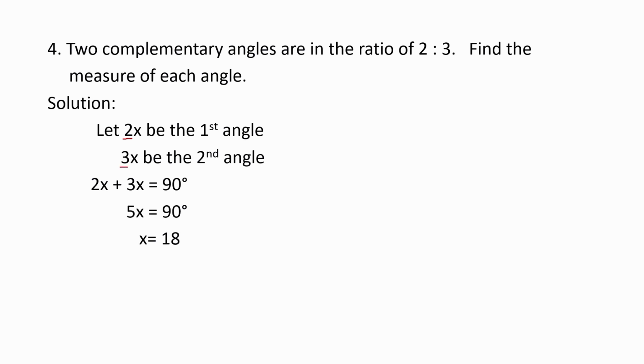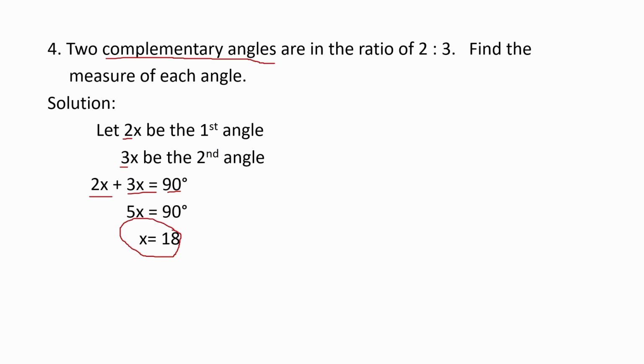Now, remember, when we say complementary angles, the sum of the measures of the two angles when added must be equal to 90 degrees. So what we are going to do is add 2x plus 3x is equal to 90 degrees, because the keyword here is complementary. So you have here 2x plus 3x is equal to 5x, and that is equal to 90 degrees. Then divide both sides by 5. So therefore, the value of x is equal to 18.